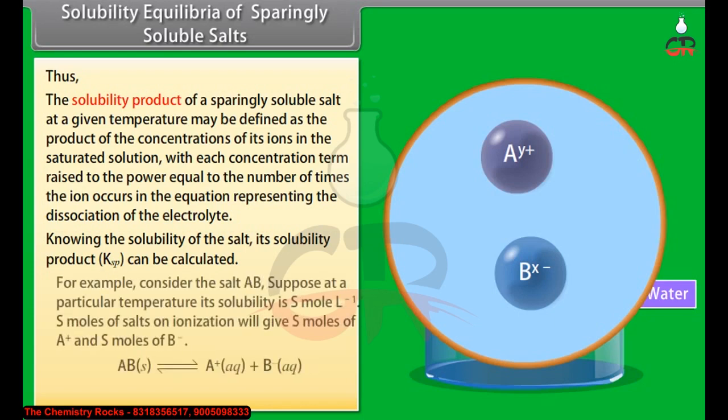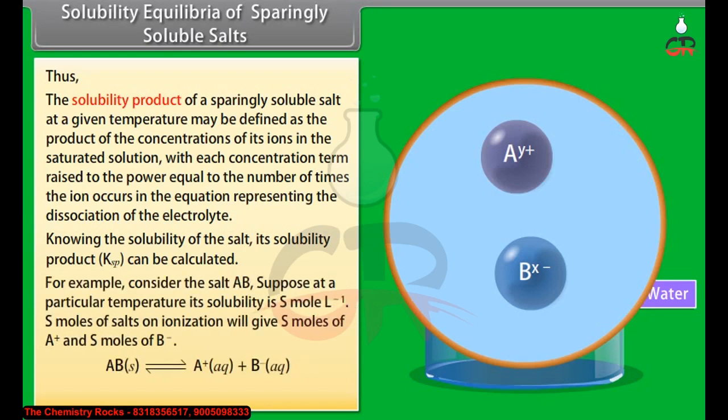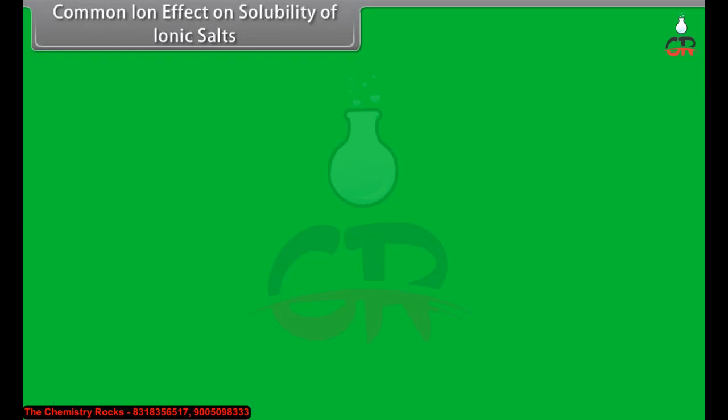For example, consider the salt AB. Suppose at a particular temperature, its solubility is S mol L^-1. S moles of salt on ionization will give S moles of A+ and S moles of B-. Ksp = [A+][B-] = S × S = S². Common ion effect on solubility of ionic salts.